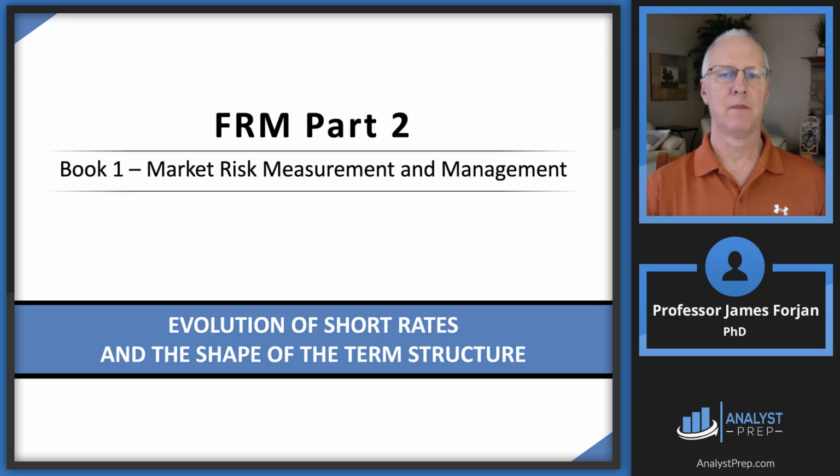This is FRM Part 2, Book 1, Market Risk Measurement and Management, and the chapter on evolution of short-term rates and the shape of the term structure. Remember that picture of the term structure of interest rates. There's time on the horizontal axis and yield to maturity on the vertical axis. And really the term structure is trying to give us a sense of not only what interest rates are today, but what investors and bondholders more specifically expect those interest rates to do sometime in the future.